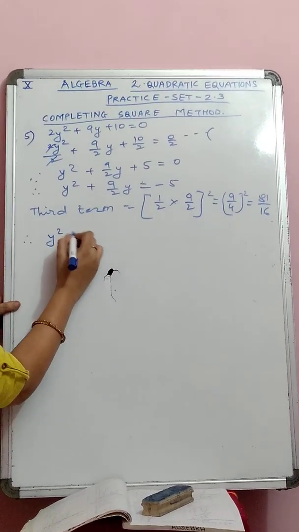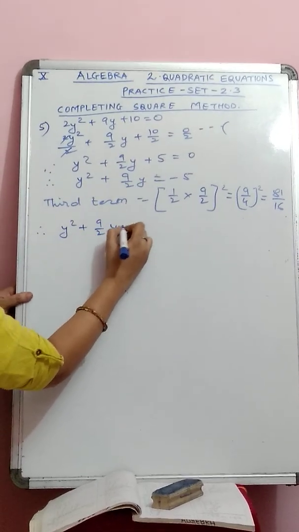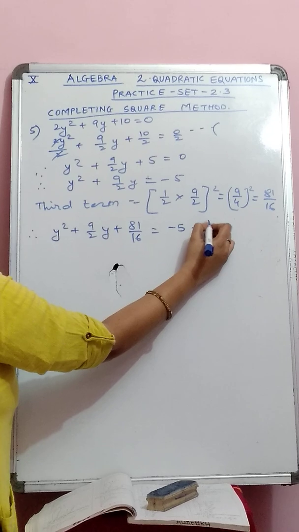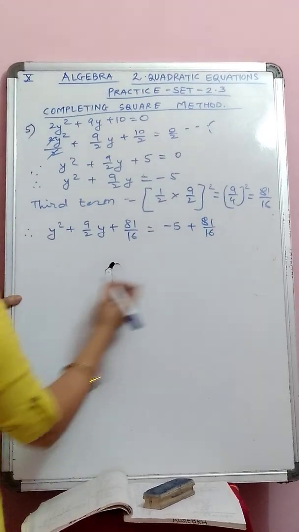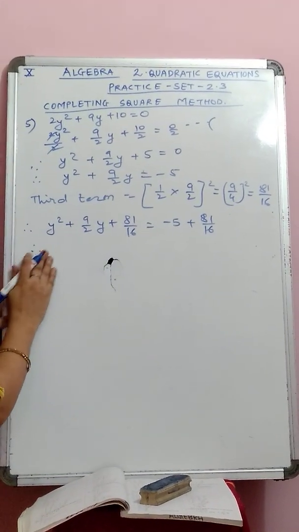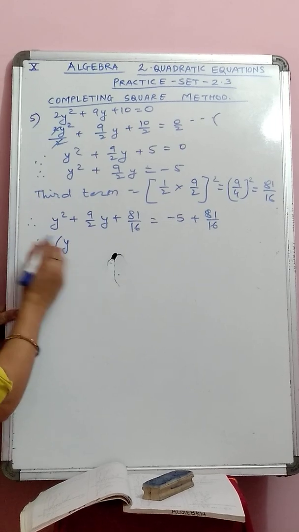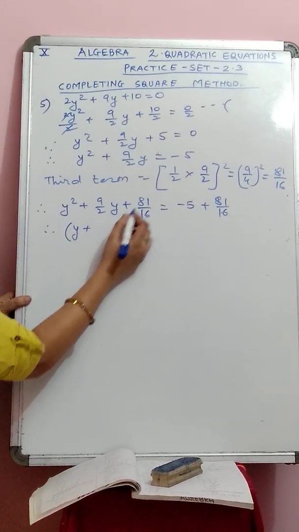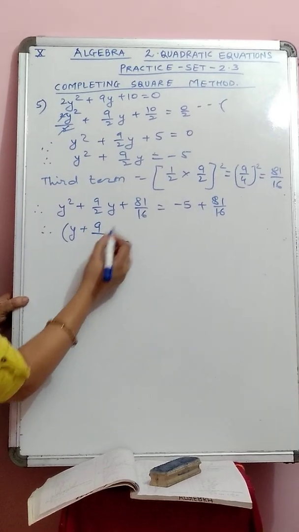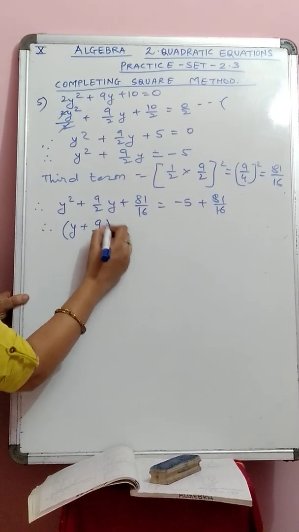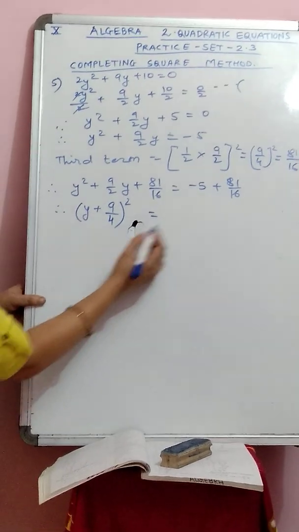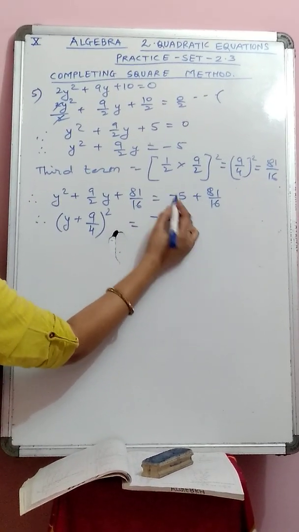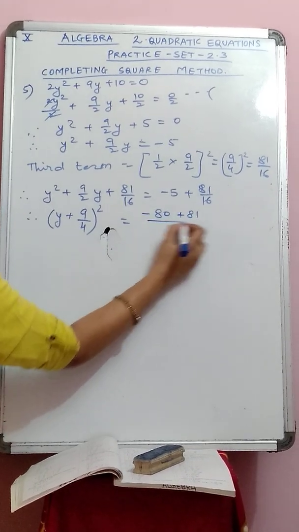So it is y square plus 9 upon 2 y plus 81 upon 16 is equal to minus 5 plus 81 upon 16. Okay. So here making a complete square, the square root of the first term, sign of the middle term and square root of the third term. What is the square root of 81? That is 9. Square root of 16 is 4. It is whole square. Then it is 16 into 5, that is 80. It is minus 80 plus 81 upon 16.